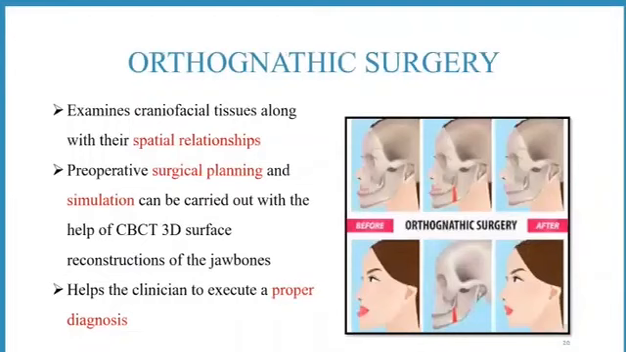Orthodontic surgery. Malocclusion is associated with a jaw discrepancy that can be treated in three ways: either by growth modification, camouflage, or orthodontic surgery. In patients with skeletal malformations and traumas, preoperative surgical planning and simulation can be carried out with the help of CBCT 3D surface reconstructions of the jaw bones.